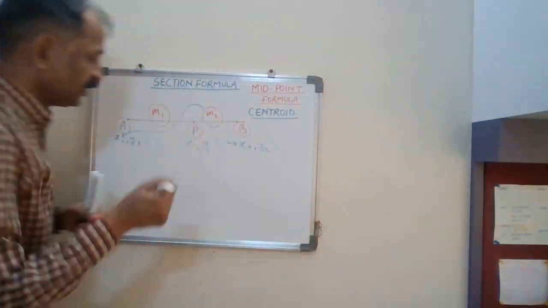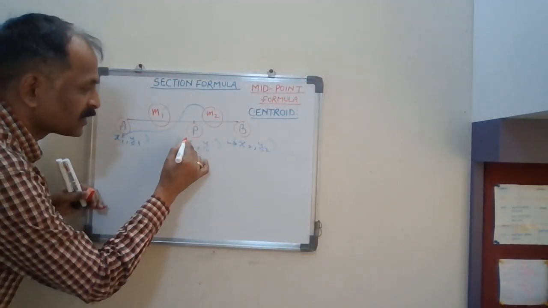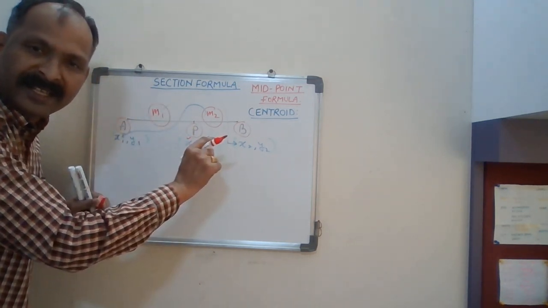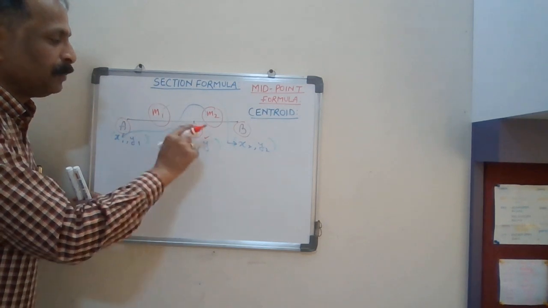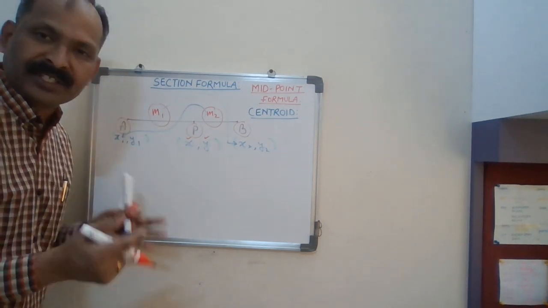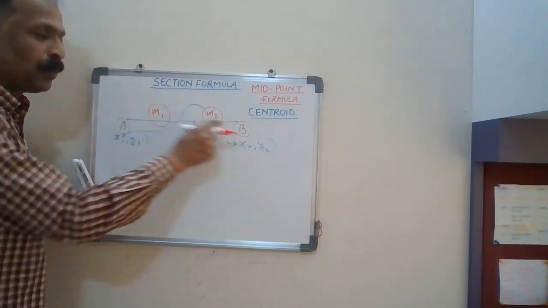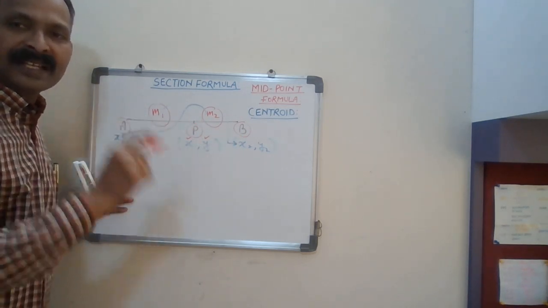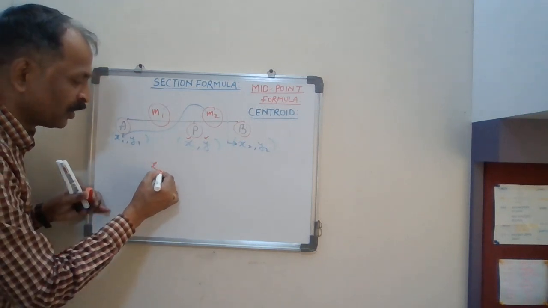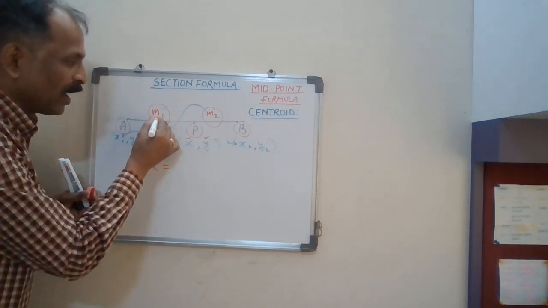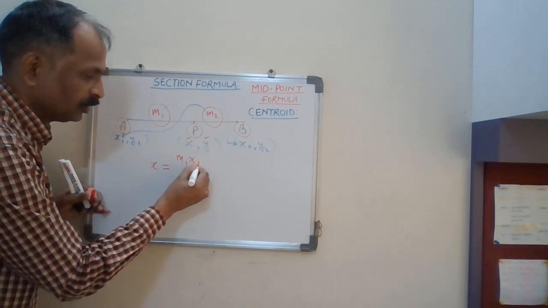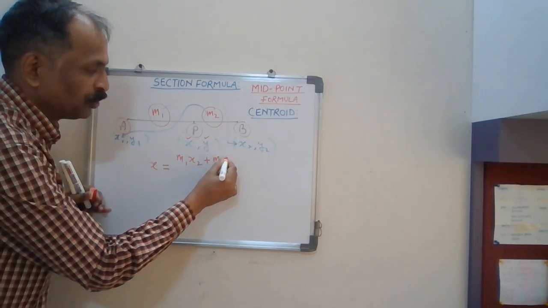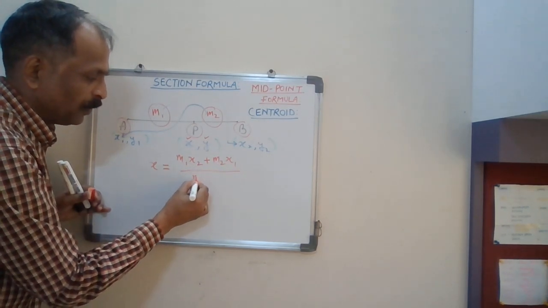Now when you're doing it, I am finding this X. Please remember, I am finding the coordinates of point P, which is lying in between AB and divides AB in the ratio M1 and M2. That is section formula. So whenever they give you any 2 points and a third point divides them in a given ratio, then you can apply section formula. When you are finding X, you go M1 into X2 plus M2 into X1 upon M1 plus M2.